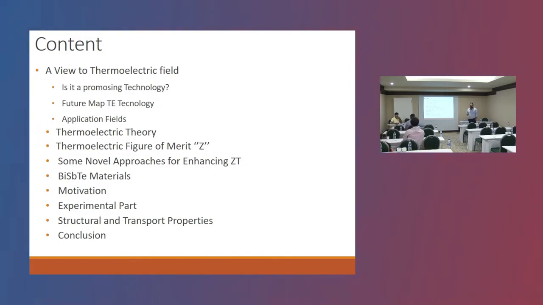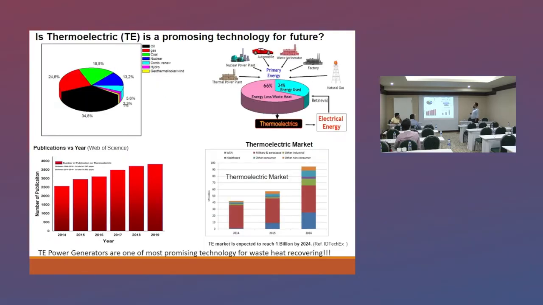Then I will give the basic thermoelectric theory, and then the thermoelectric figure of merit, which is the most important parameter for the efficiency of this kind of material. Then some novel approaches for enhancing the ZT value, and finally bismuth antimony telluride materials, which is the topic of my presentation: the motivation, the experimental part, and finally the structural and transport properties, which will be the last topic of my presentation.